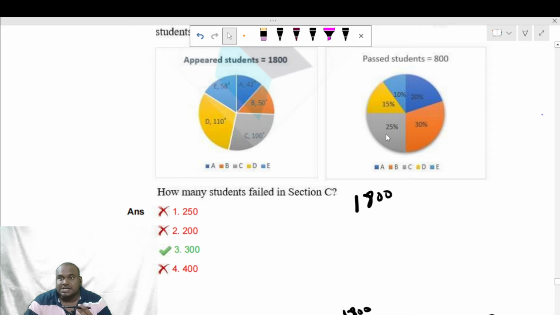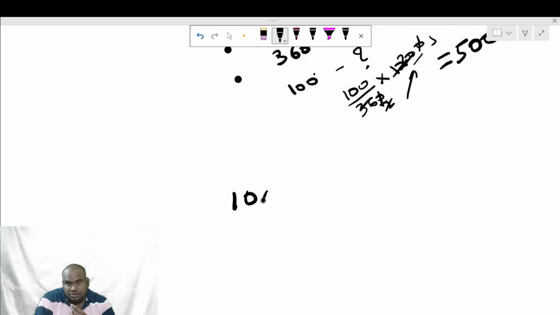100% is for 800 students. If 800 is 100%, what is 10%?